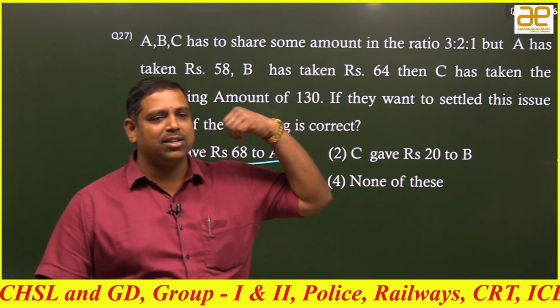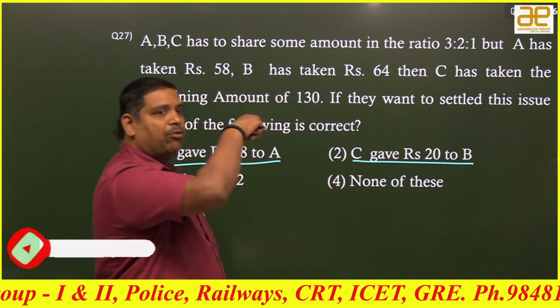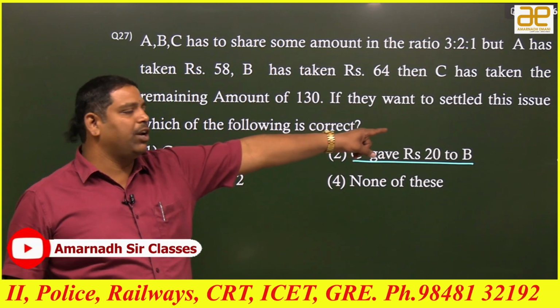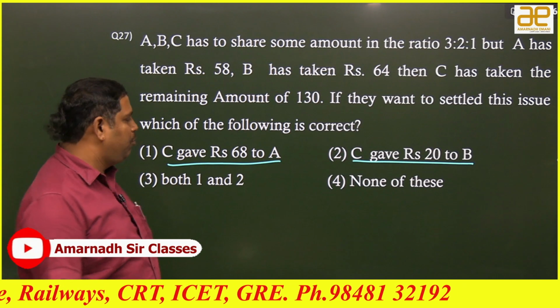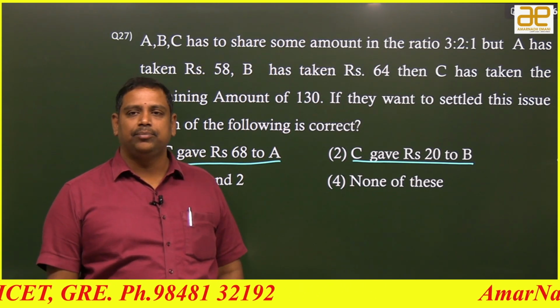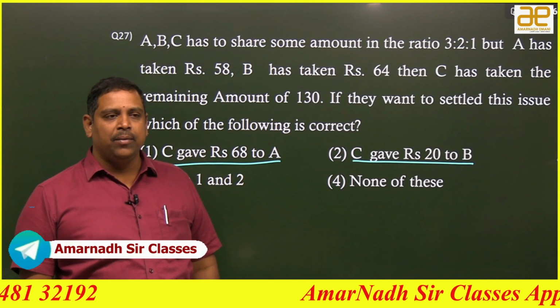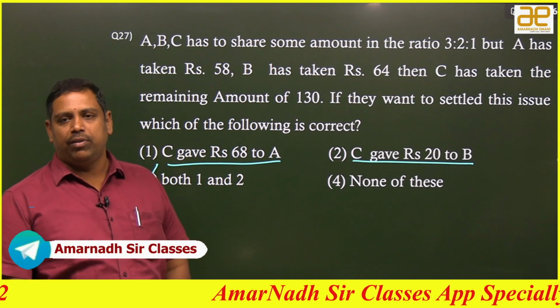Because the numbers are the same as this. So C gave 20 rupees to B, because there B gave 20 rupees. Now it will be C gave 20 rupees to B. So both are correct. So the answer is the third option. Am I clear to you? So in this way we can solve it.